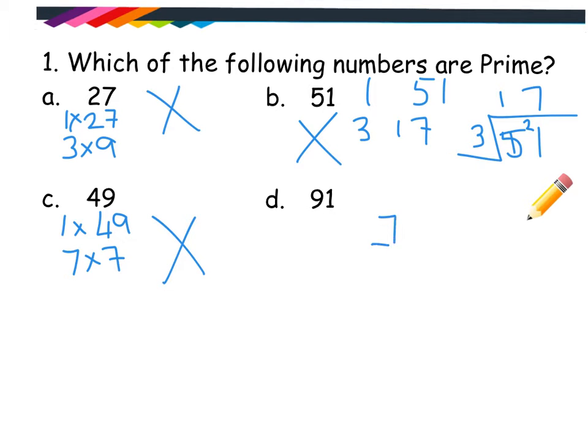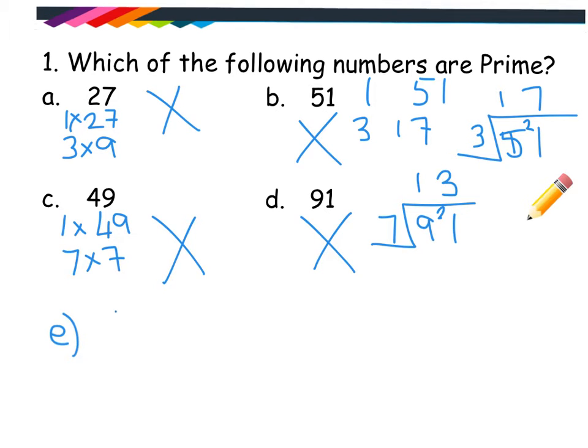Let's try 7. 7 into 91. 7 into 9 goes once. Carry the 2. 7 into 21 is 3. So it's not prime either. So none of these are prime numbers. Let me throw one more in.